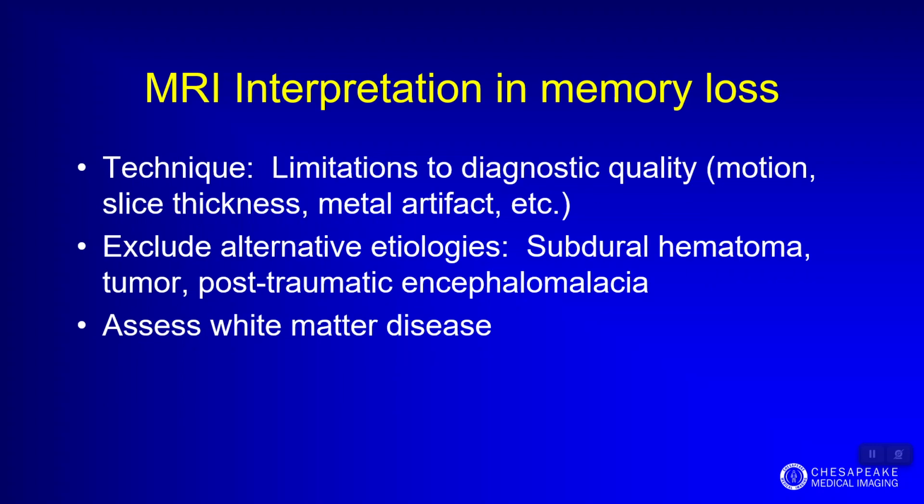MR interpretation and memory loss. First, you would like to note limits to techniques such as diagnostic quality issues such as motion, slice thickness. Are there metal artifacts? When interpreting the images, you want to exclude alternative etiologies such as a subdural hematoma or a tumor or perhaps post-traumatic encephalomalacia. Next, you want to assess white matter disease, particularly white matter T2 burden.